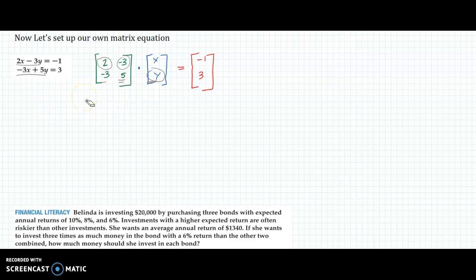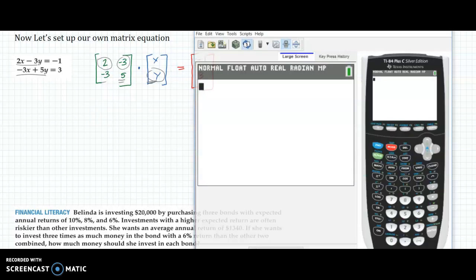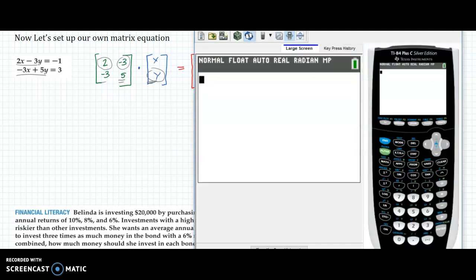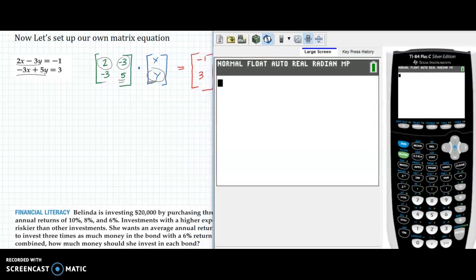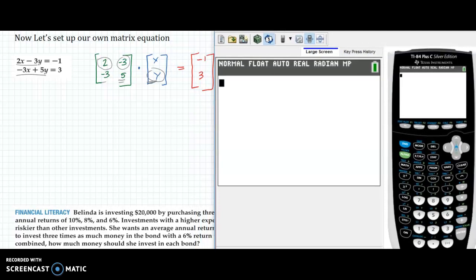There is a way you can solve this by hand, but it's very tedious. So we're actually going to turn to our graphing calculator. Get that out if you don't have it out already. We are going to do some matrix operations in our calculator. You may have done this before, you may not. It just depends on your previous math courses.